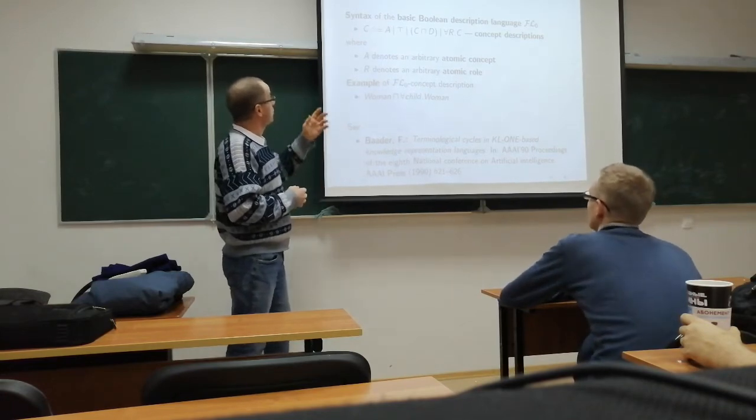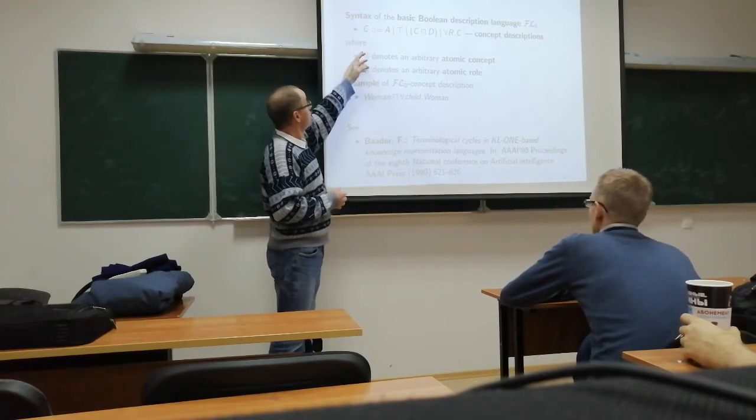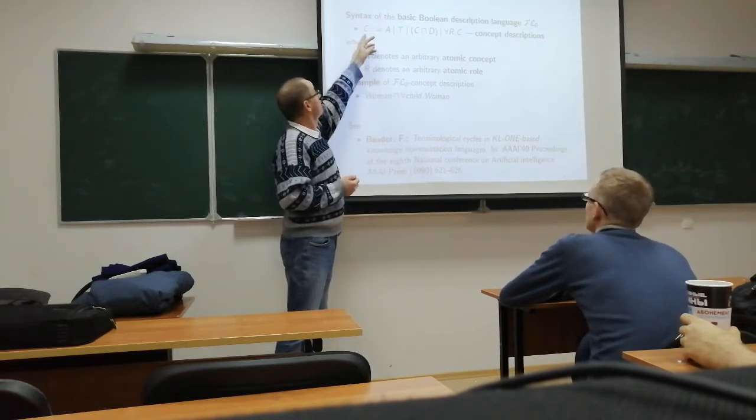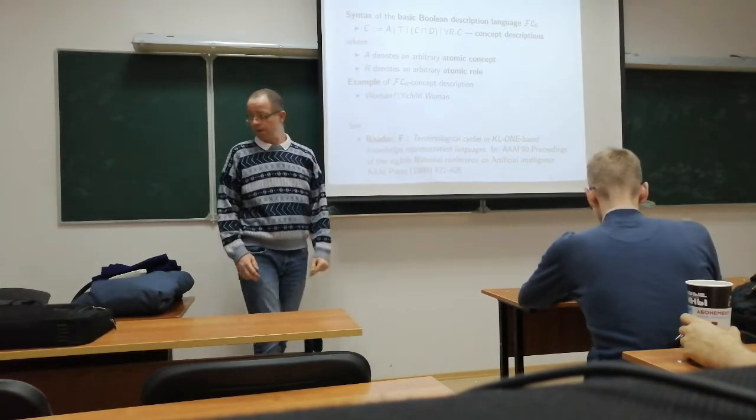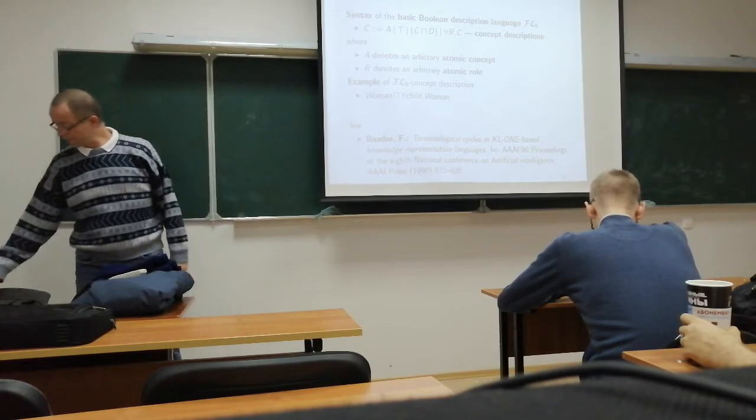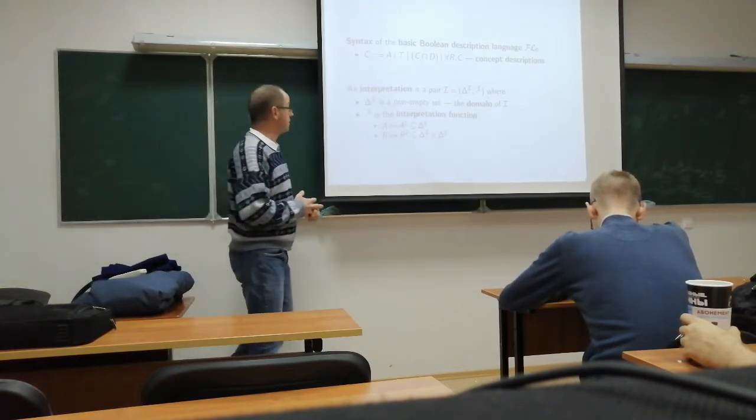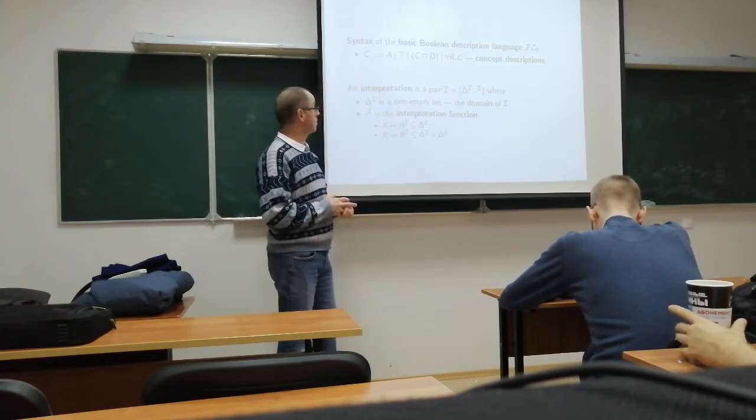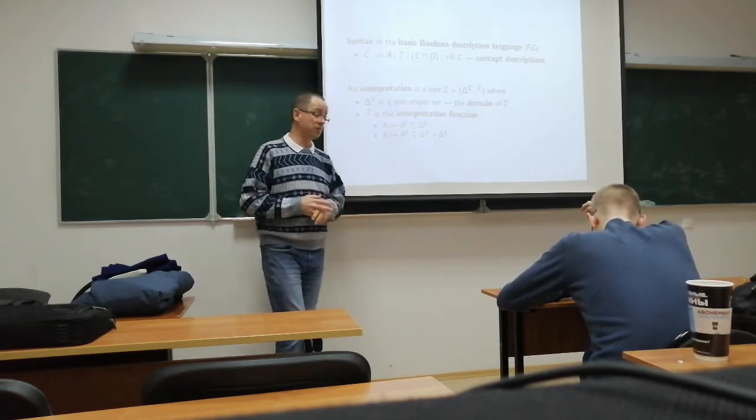So we are talking about concepts and roles. Concepts are formulas, they are denoted by such letters. There are atomic concepts, and roles correspond to boxes. An interpretation is like a Kripke model, but the way to present it is a little bit different.